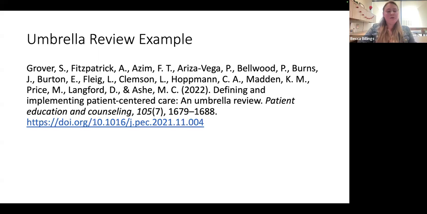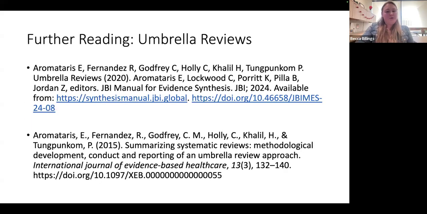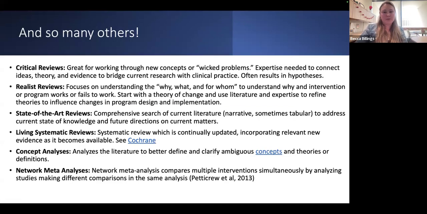This is an example of the umbrella review and further reading as well. There is a chapter in the JBI Manual for Evidence Synthesis, and the JBI Manual for Evidence Synthesis is a really helpful book and talks about a variety of the different reviews.